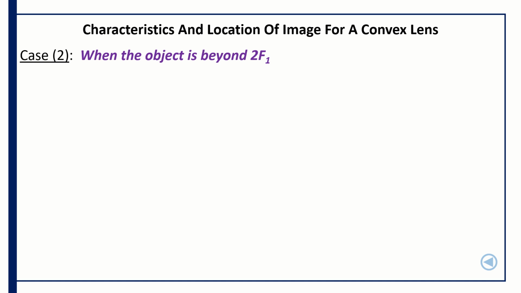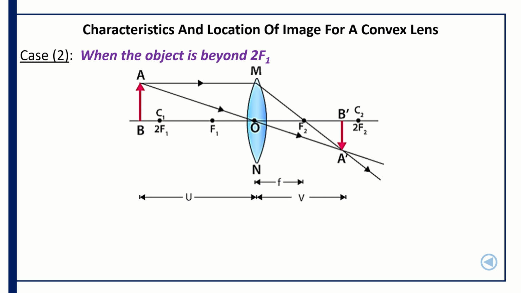So what is happening now? We are keeping the object beyond twice the focal length of the lens, and the object is creating the image. First we will take the three rays.